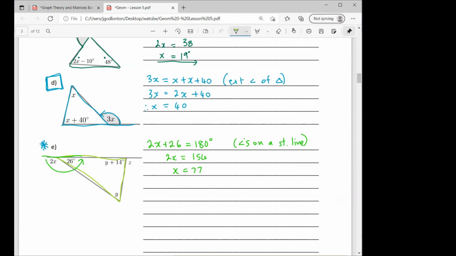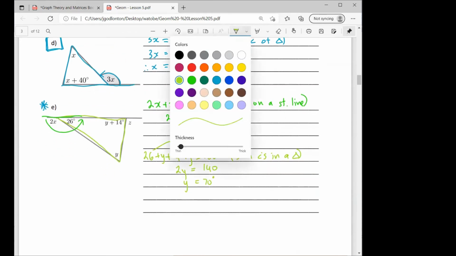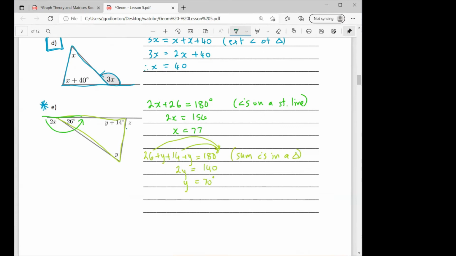Next, I'm going to work inside this triangle for my angles to find y. So I can say 26 plus y plus 14 plus y equals 180 degrees, sum of angles in a triangle. Okay, so 2y is equal to 140. I'm just moving that 14 and that 26 over, which means y is equal to 70 degrees.